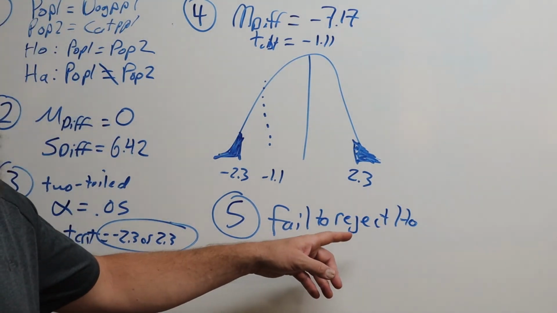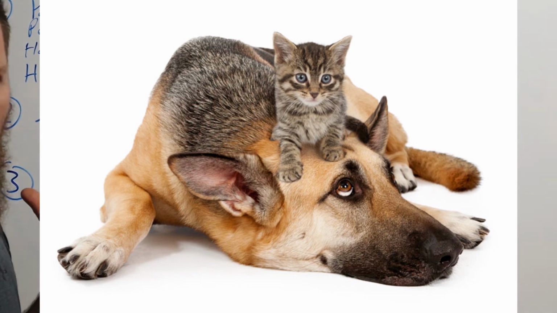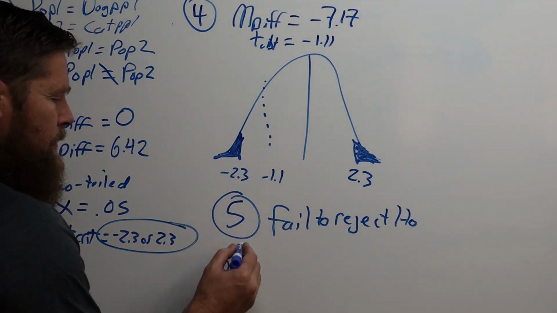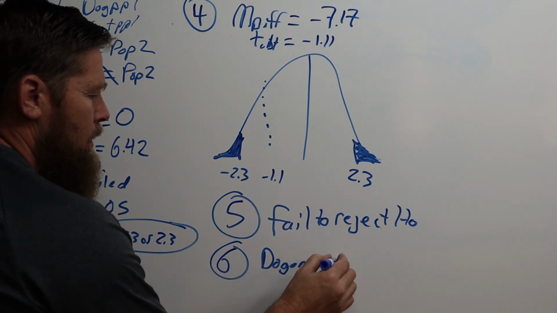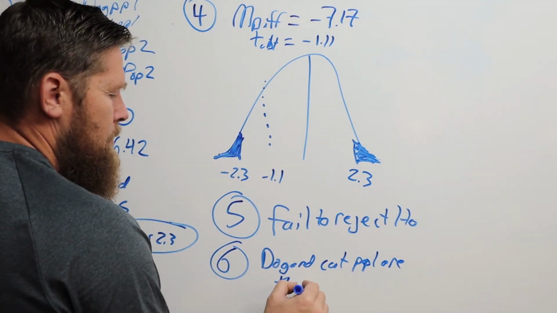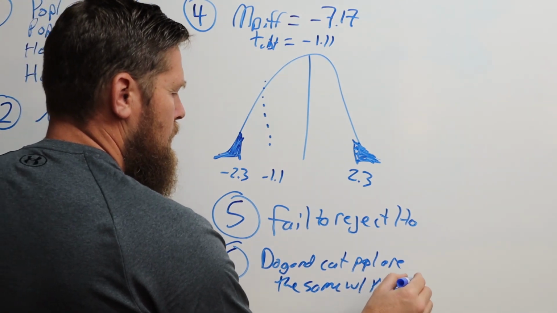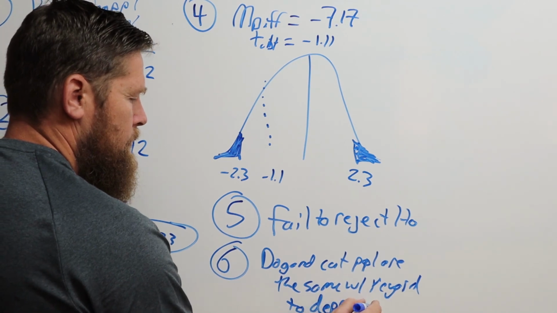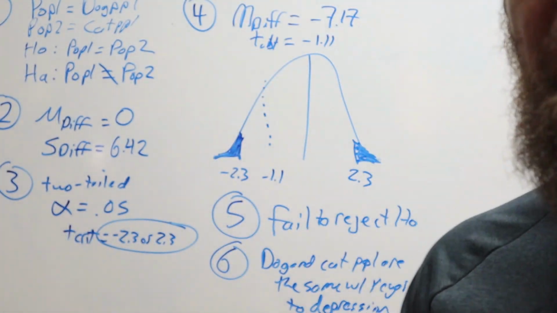What does fail to reject the H0 mean? Well, let's go back to our H0. Our H0 here says population 1 is equal to population 2. That means that cat people and dog people do not differ in their depression level. So, dog and cat people are the same with regard to depression. That's it. There you go, folks. Independent sample t-tests.